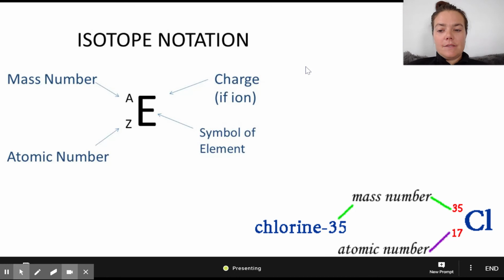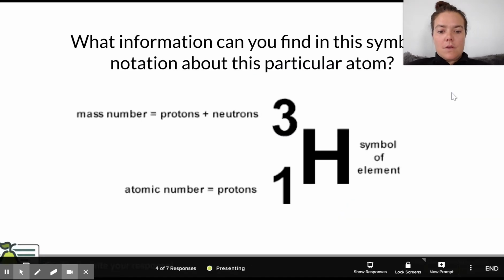Okay, so these isotopes, you'll see them annotated and written out in a couple ways. One is pretty basic. You'll see the name with a dash. That's not a negative, just a dash, and then the mass number. Or you'll see it with the element symbol, the atomic number on the bottom left next to the symbol, and then the mass number at the top left. So based off of this symbol right here, what is some information that you can get about this particular atom? You can get every piece of information you need.